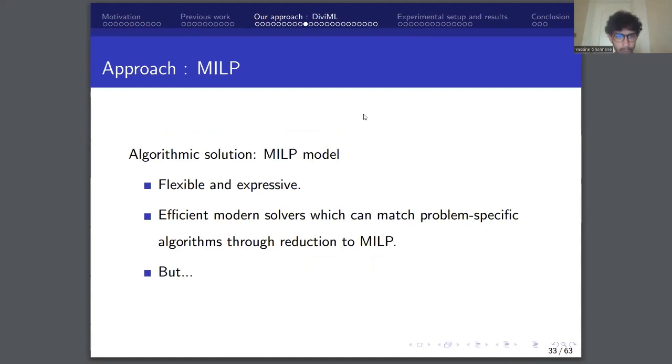As I mentioned before, the algorithmic solution adopted is an MILP model. This can be explained by two reasons. First, MILP models offer a flexible and expressive framework to work with when encoding a combinatorial optimization problem, allowing us to add additional constraints incrementally and see the impact of each of those. And also, with the advent of efficient modern solvers, these can match some problem-specific algorithms on hard NP-complete problems. Examples of these successes can be seen in the vertex coloring case, or even the traveling salesman case, and we're trying to emulate that for our scheduling problems.